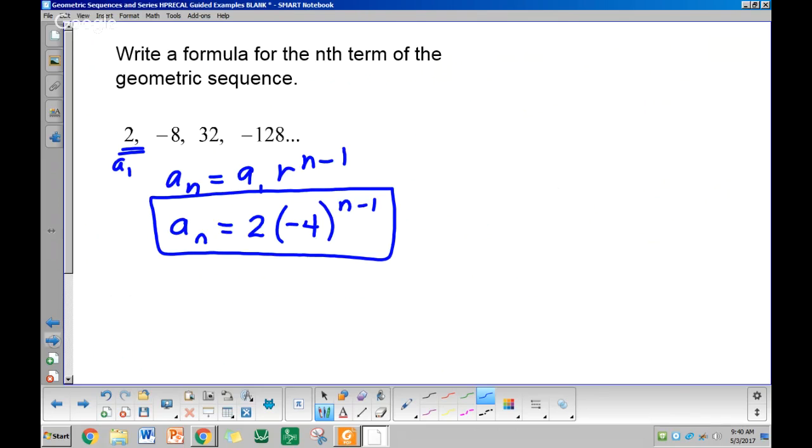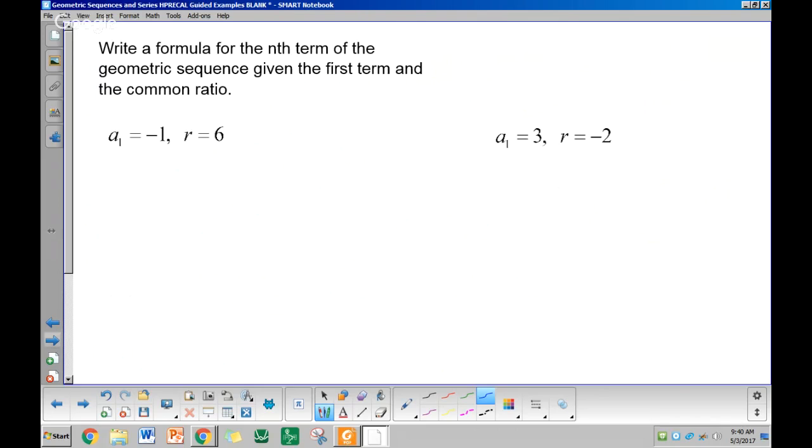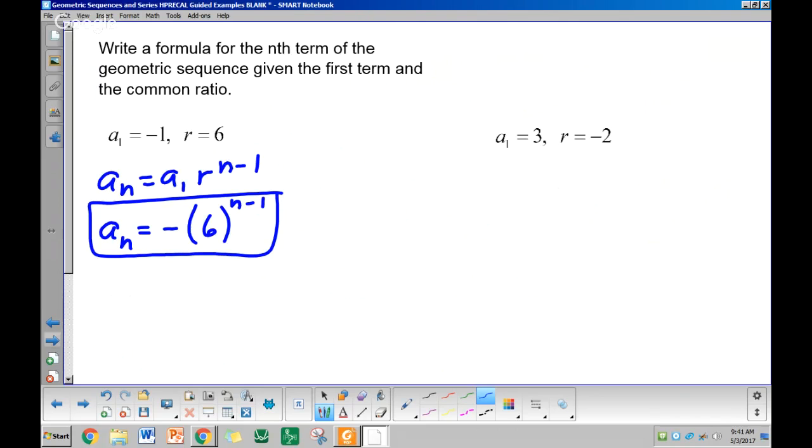Interesting. All right, moving right along. Write a formula for the nth term of the geometric sequence given the first term and the common ratio. Wow, this is a piece of cake. A sub n equals a sub 1 times r to the n minus 1. There's no trick here, is there? You're giving me what I need. So a sub n equals negative 1 times, and put that on the outside, 6 to the n minus 1. Yes, there's no trick there. If you know a sub 1 and r, you're done.